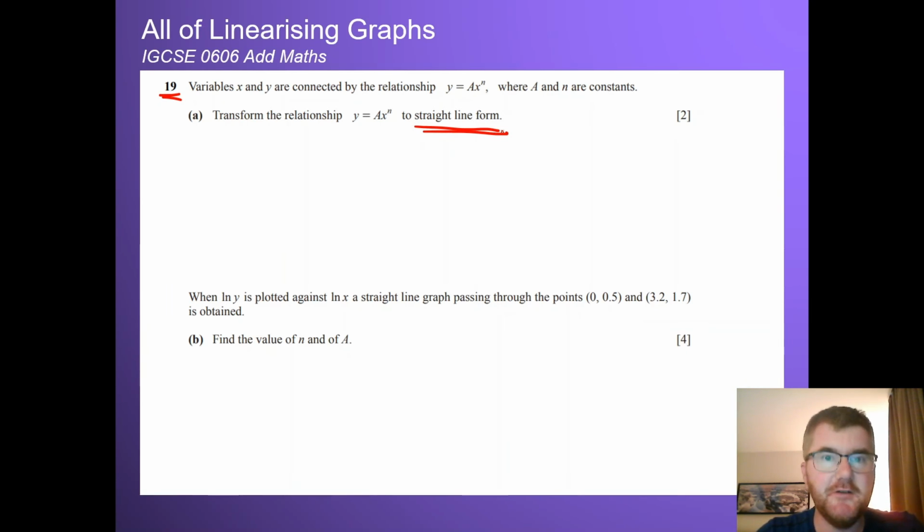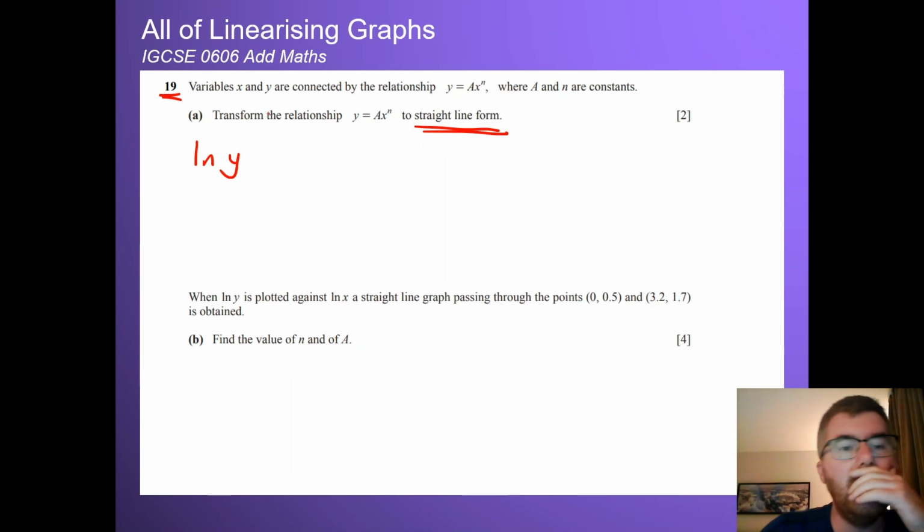So first thing we need to do is work out logs on both sides. So I'm going to use ln here, ln y. It doesn't specify we have to use ln necessarily, but I can see later in the question it expects us to. So natural log of y is equal to the natural log of ax to the power of n. I'm kind of working backwards to what we've done in previous questions.